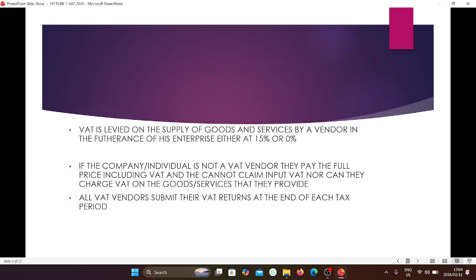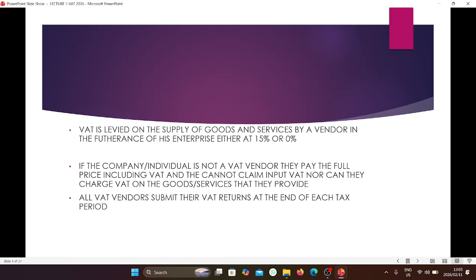If the company or the individual is not a VAT vendor, they pay the full price including VAT and cannot claim input VAT, nor can they charge VAT on the goods or services that they provide. There is a rule of when a person can register to be a VAT vendor, and when they must register. But sometimes they can't be a VAT vendor. So if they are not a VAT vendor, they cannot charge tax on the goods they provide to their customers, and they cannot claim back input VAT, because you are not a VAT vendor, you have nothing to do with VAT. Therefore, you can't claim input VAT from SARS, and you can't charge output VAT on the goods or services you're providing to your customers.